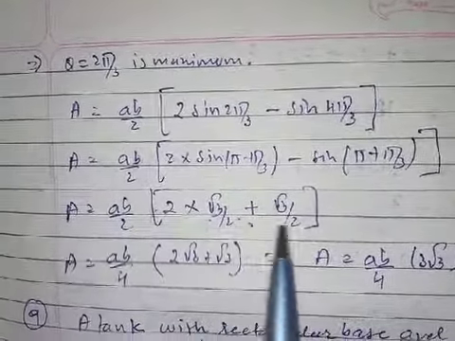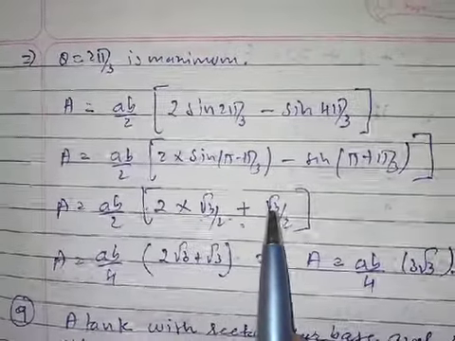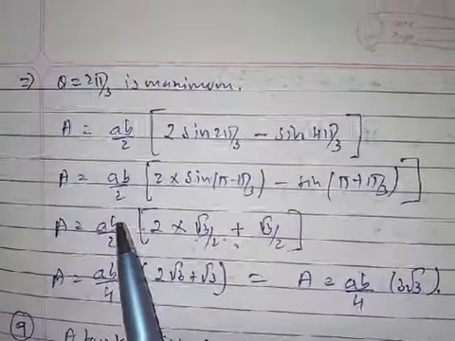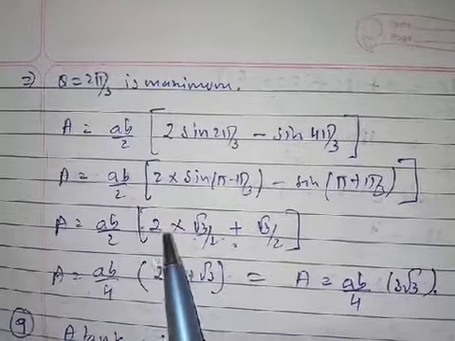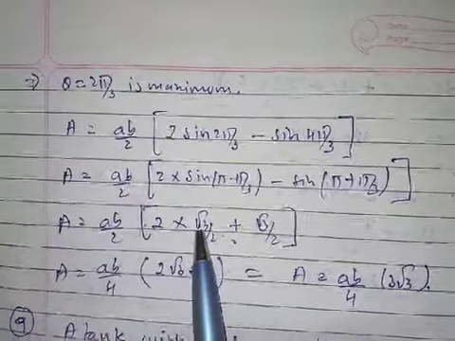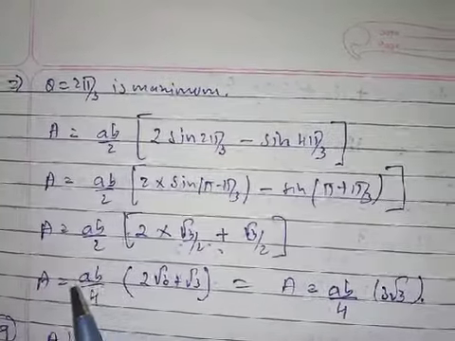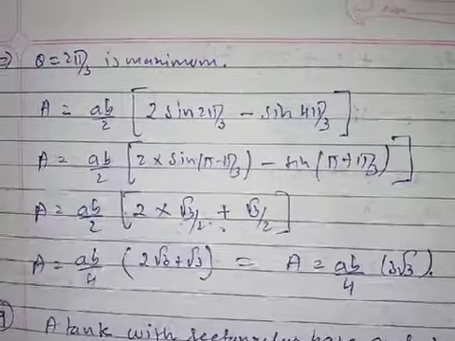Taking the LCM 2, this will be 4 AB by 2, then 2 root 3 plus root 3. Take 1 by 2 common. A is equal to AB by 4 times 2 root 3 plus root 3. 2 root 3 plus root 3 is 3 root 3. So AB by 4 into 3 root 3. This is your answer.